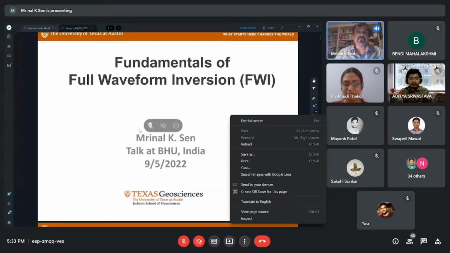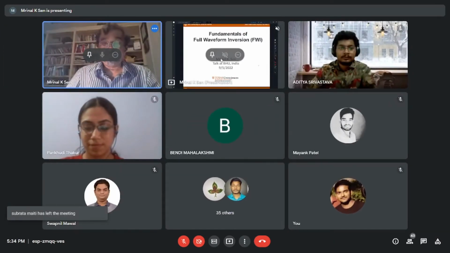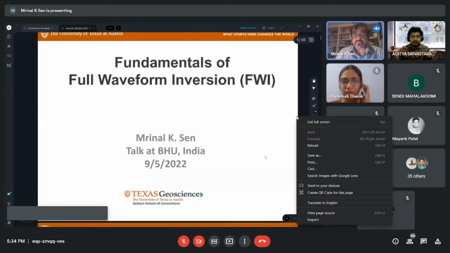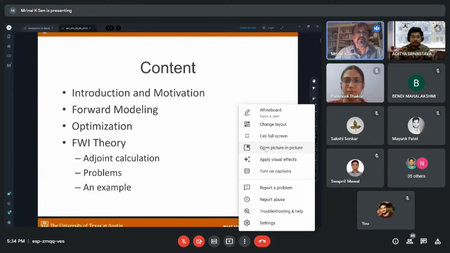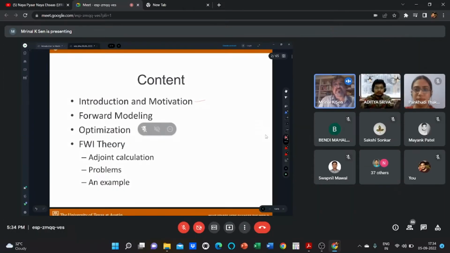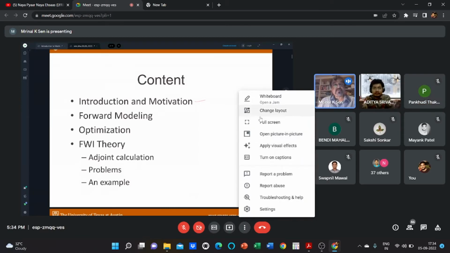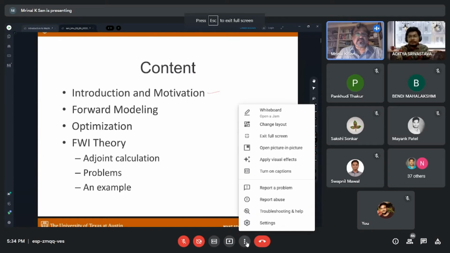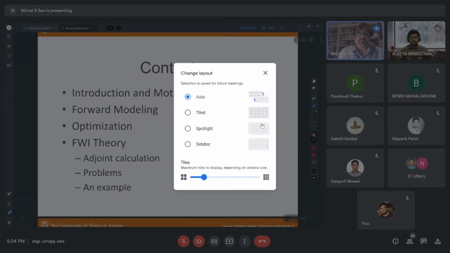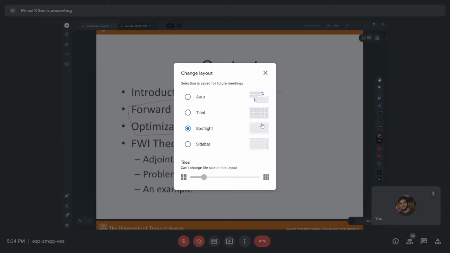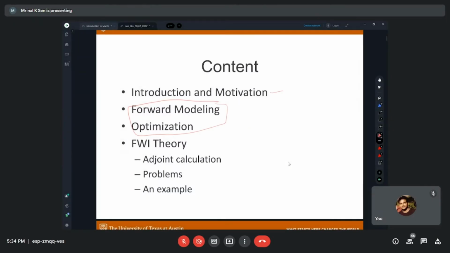I'm going to go over some of the fundamental concepts of full waveform inversion, which is one of the most popular algorithms for seismic data analysis these days. This is the general outline of my talk. I will go over the introduction and motivation behind FWI, and then the most important aspect of FWI is forward modeling. So I'll try to talk about it very briefly, giving you an overview of how forward modeling is carried out, and then talk about optimization. These two steps are essential or crucial for FWI, and therefore, I'd really like you to pay attention to these. These basically are part of the theory, but then there is another part called adjoint calculation, which I will go over. Then I would like to outline some of the problems that we encounter when we try to use FWI. And then finally, I'll show you a field data example.